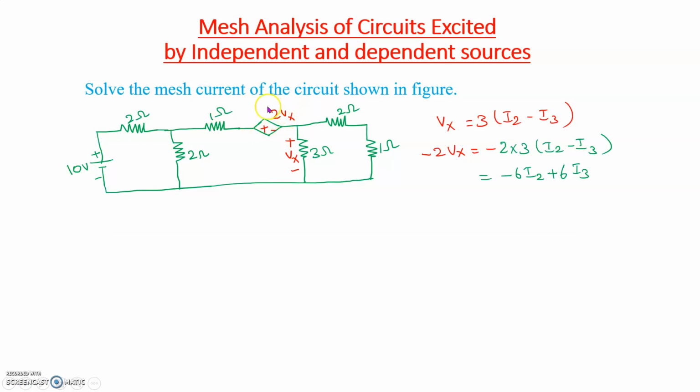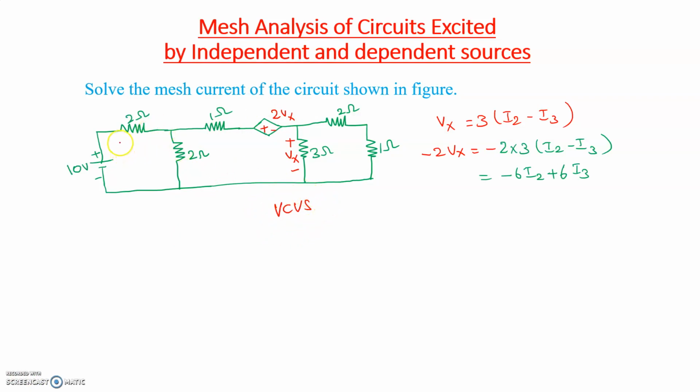So this is a dependent source, which means the voltage source value will depend upon some other parameter in the circuit. It is a voltage source. This voltage is controlled by a voltage Vx. The voltage source which is controlled by a voltage of Vx is called a voltage controlled voltage source.